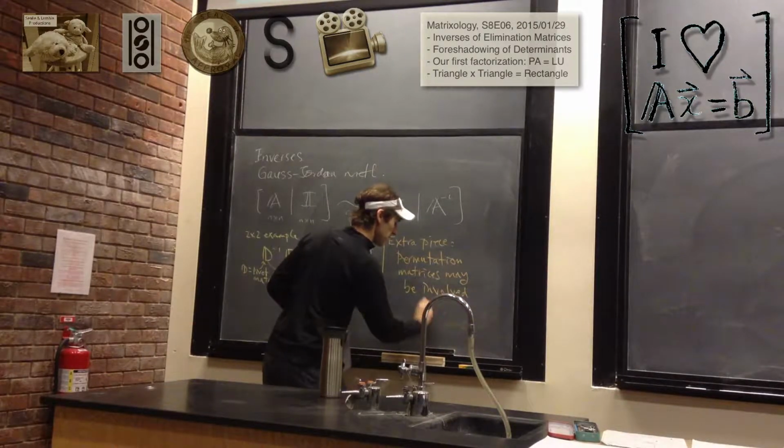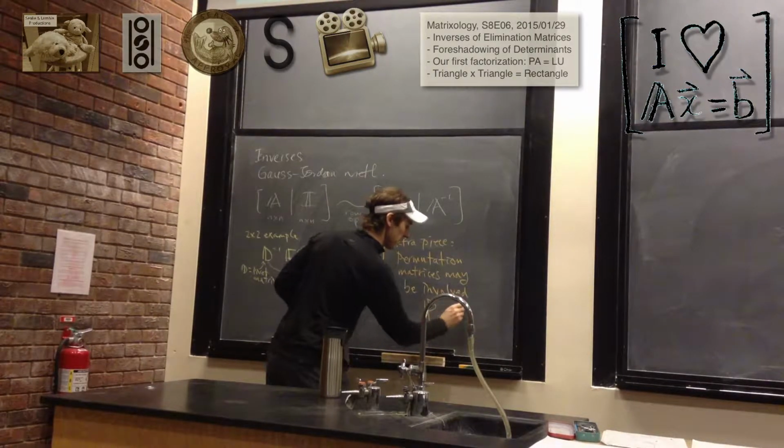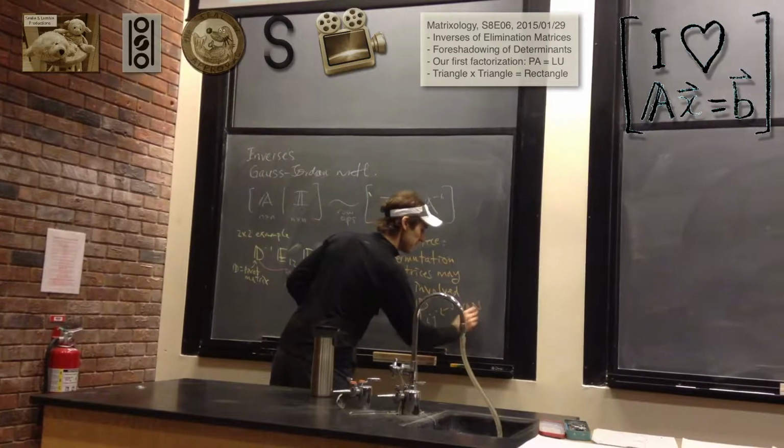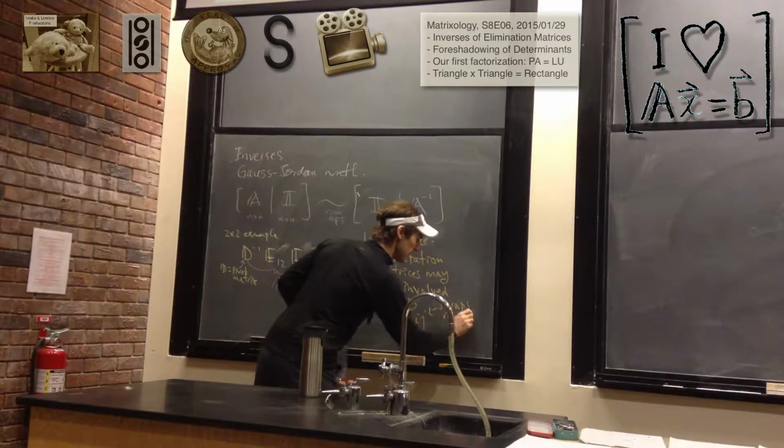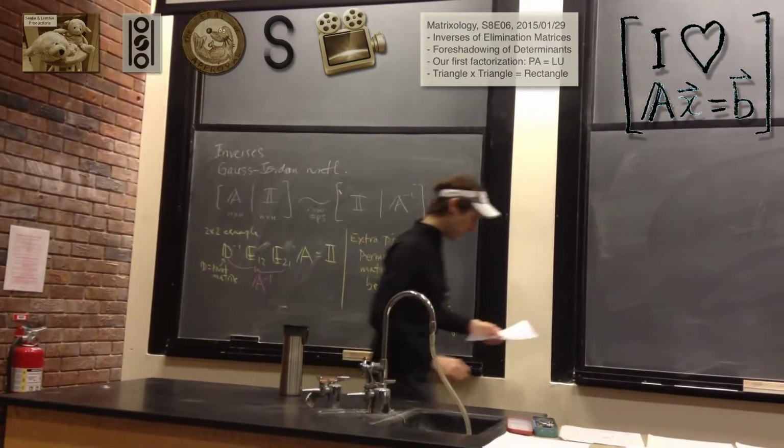And we call these things P_ij, swaps of row i and row j. All right, let's do one little example.